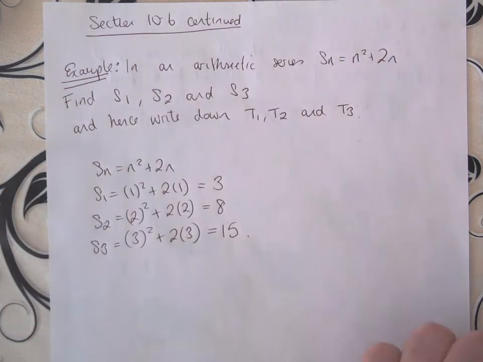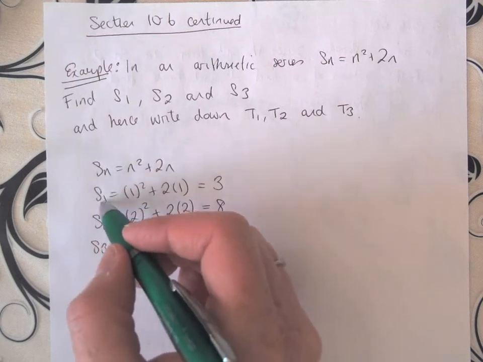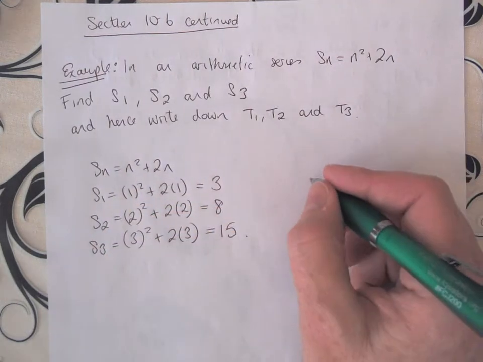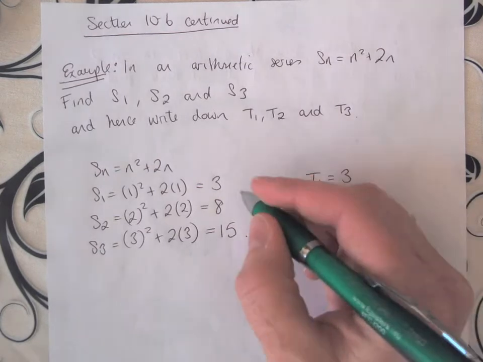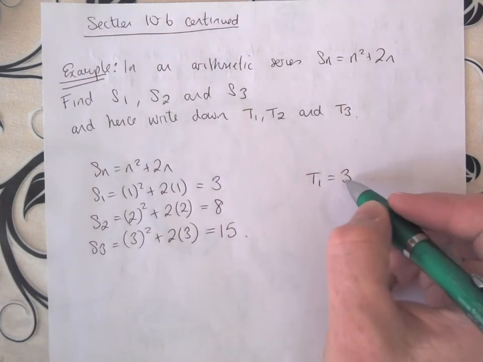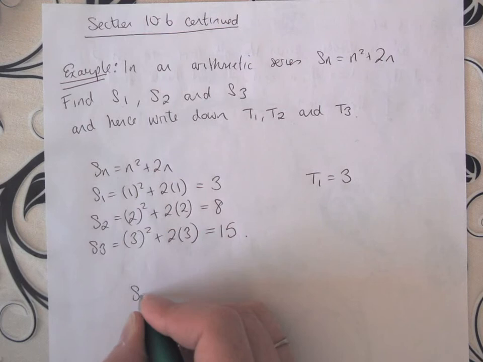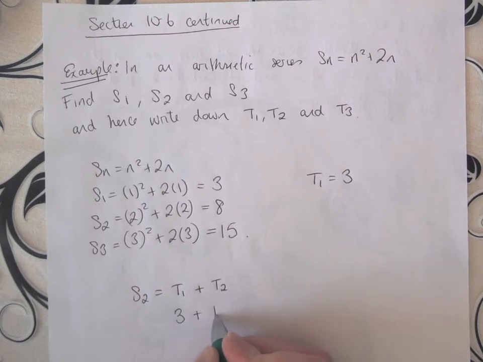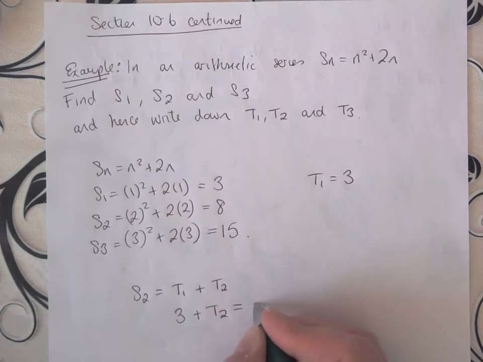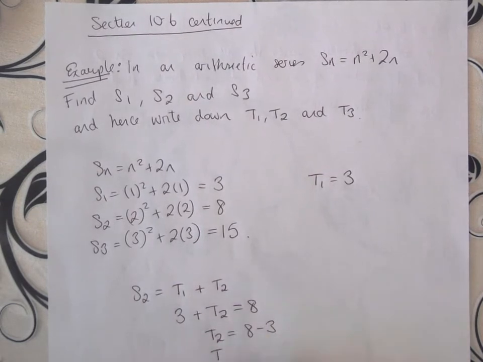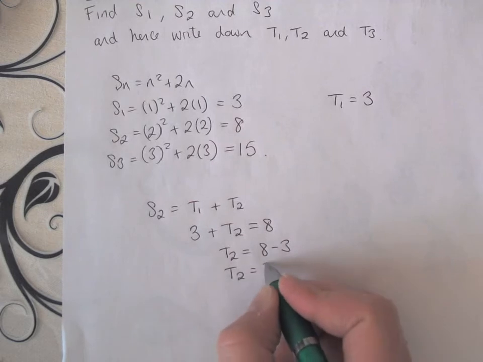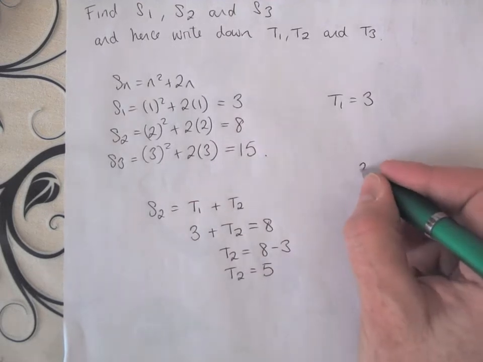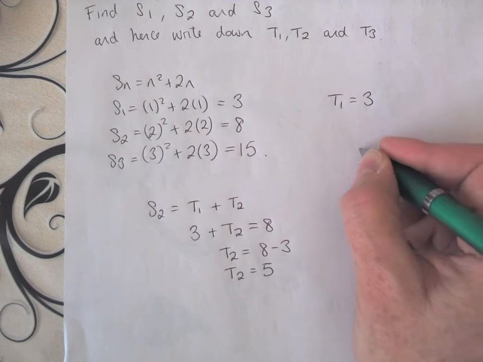Okay, so if you think about it, what does S1 mean? It means that I added the first term to itself. So the first term is 3, because the sum of the first term is just itself. What does S2 mean? It means I added T1 and T2. Now I know T1 is 3. I don't know what T2 is, but I know the total gave me 8. So T2 is equal to 8, take away 3. So T2 is equal to 5. So now I know that the first term of the series is 3, the next term is 5.